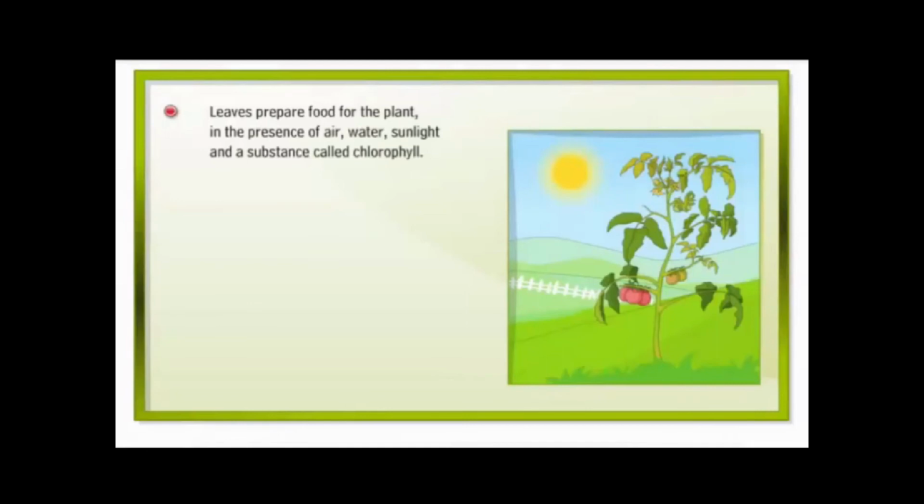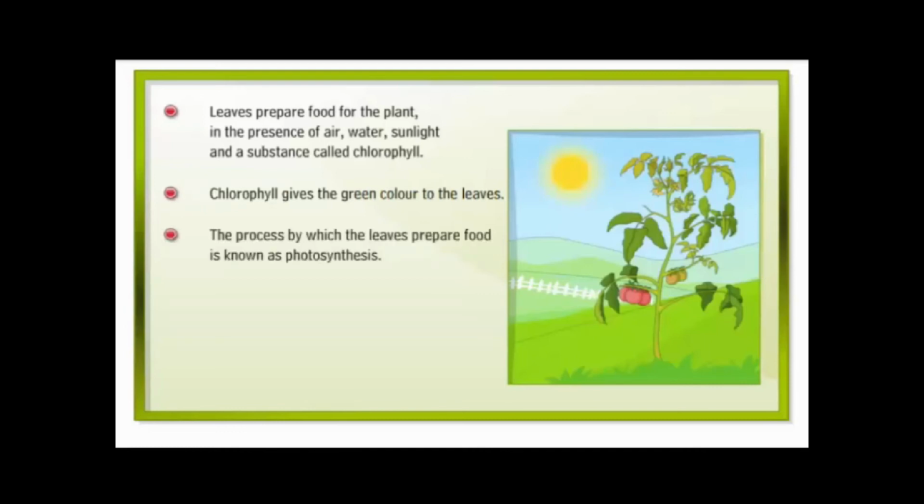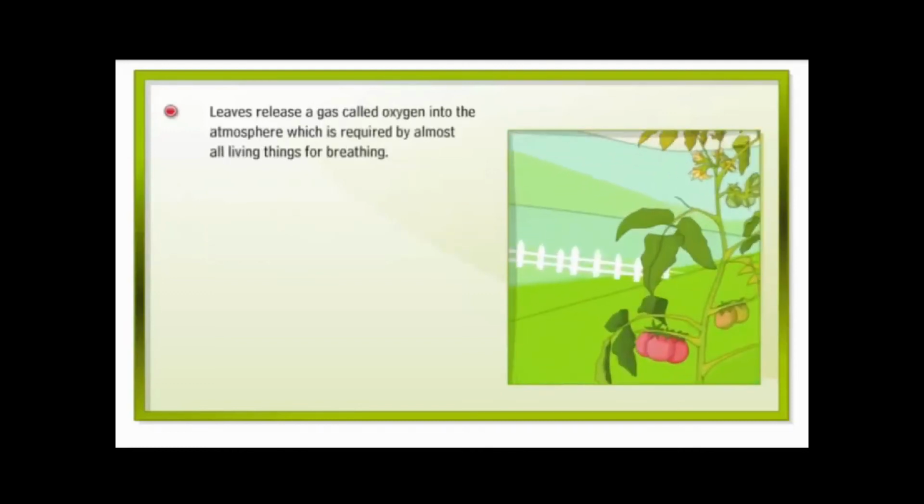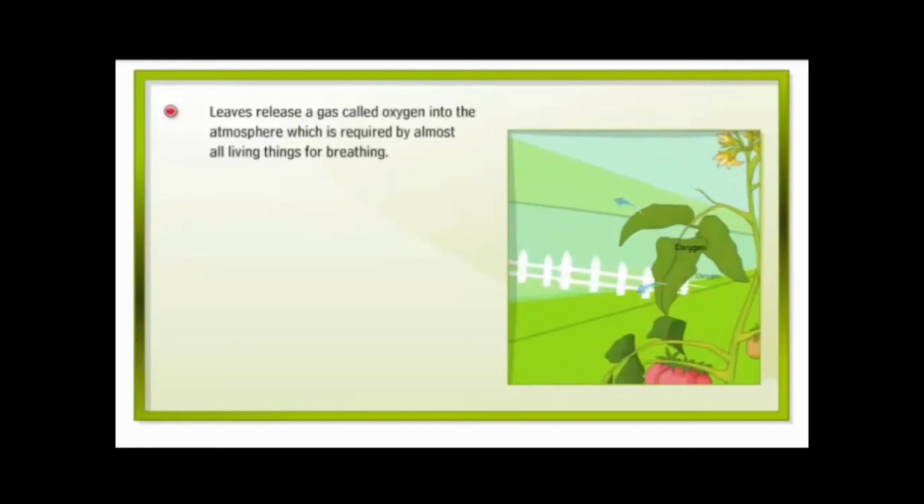Leaves prepare food for the plant in the presence of air, water, sunlight, and a substance called chlorophyll. Chlorophyll gives the green color to the leaves. The process by which the leaves prepare food is known as photosynthesis. Leaves release a gas called oxygen into the atmosphere, which is required by almost all living things for breathing.